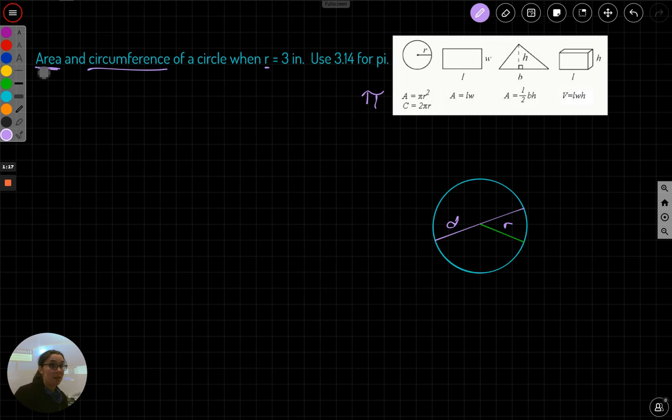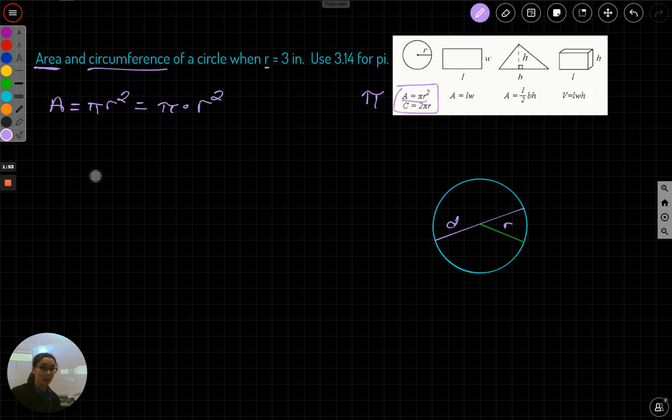So let's start with area. Since we've dealt with area before, this is tricky. And it says use 3.14 for pi, so we're going to use some decimal multiplication here. For the area of a circle, we want this formula: A equals pi times the radius squared. The radius is being squared, not pi. We're not squaring pi, just the radius.